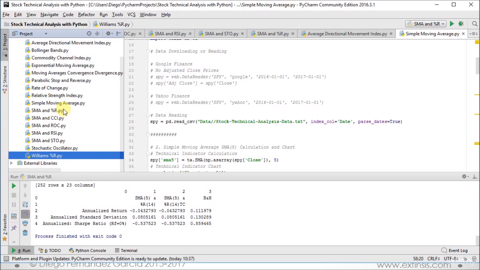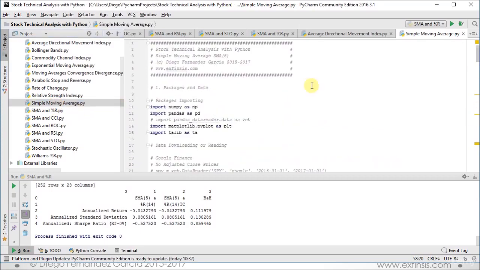After that, we'll continue with multiple indicator-based trading strategies: simple moving average, which is combined with commodity channel index, rate of change, relative strength index, stochastic oscillator, and finally Williams percentage R. So let's begin as an example with our simple moving average right over here.